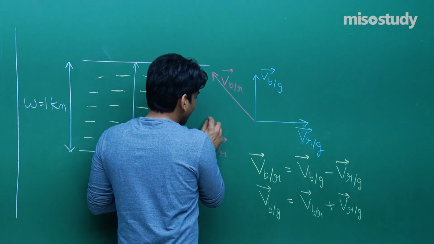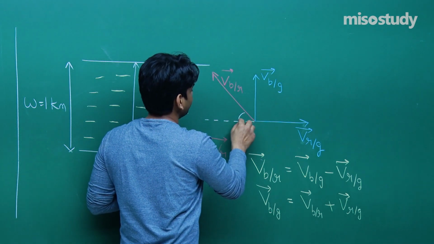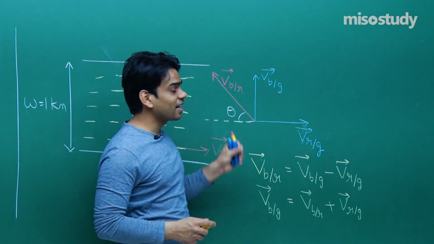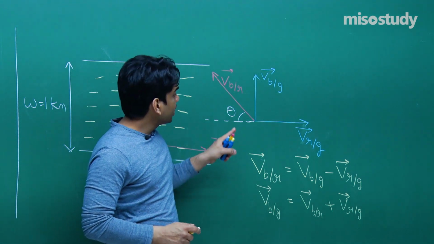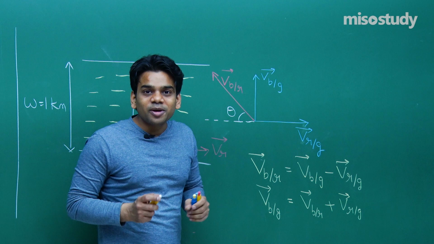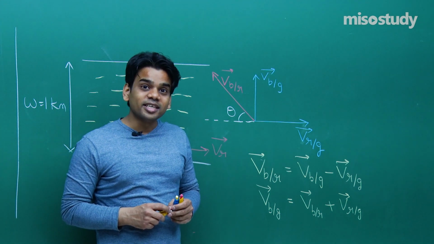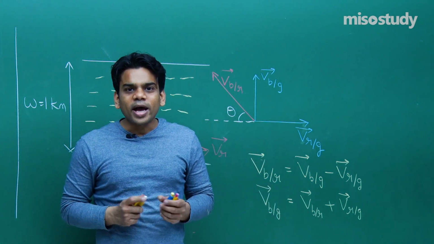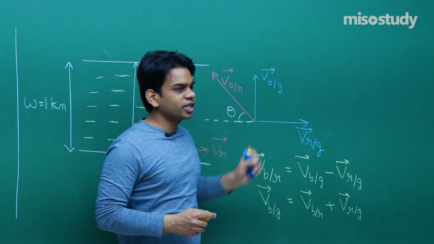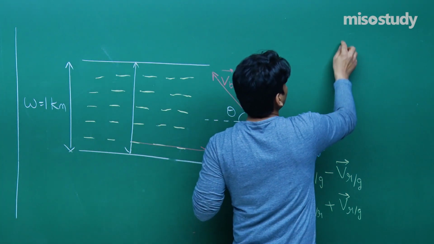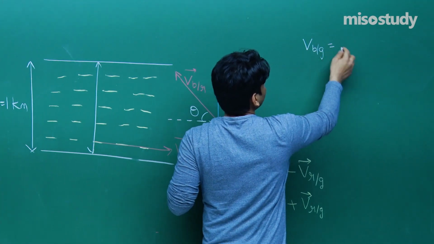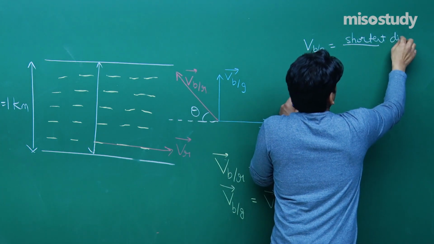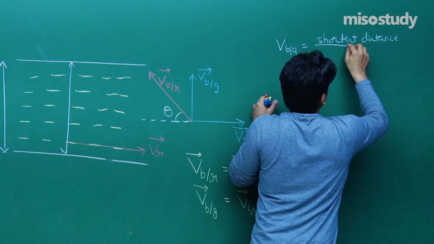So let me show that this angle is theta. I hope that this diagram should be clear to you all. Let me show that this angle is theta. Now he is traveling along this line, the time taken is given as 15 minutes. The distance you know, the distance is 1 kilometer as I have shown here. Why not find out the velocity of boat with respect to ground? The velocity of boat with respect to ground will be simply shortest distance divided by time taken.